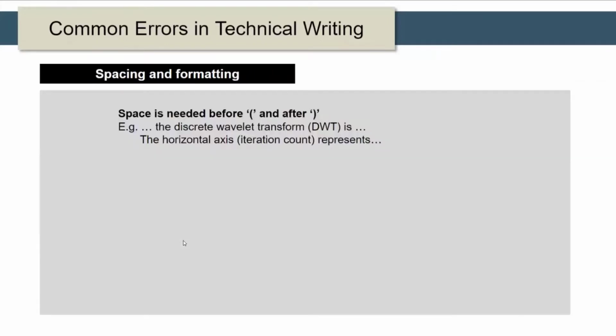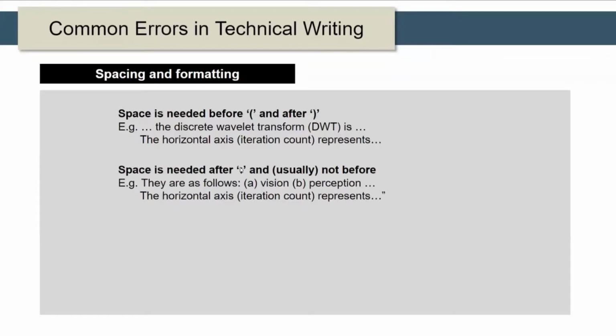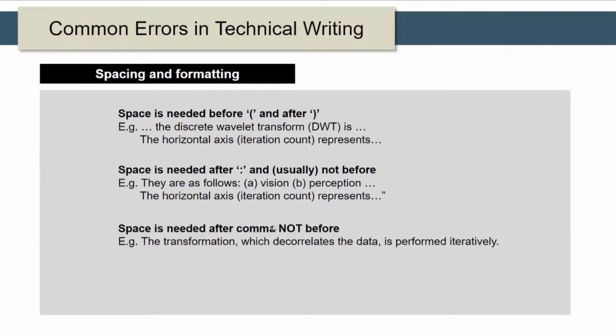Spacing and formatting. People know this, but still end up making this error while writing emails, while writing anything. Space is needed before an opening bracket. It is not needed after an opening bracket. It is not needed before a closing bracket, but it is needed after a closing bracket. Similarly, after a colon you need to put a space, not before usually. It is after a comma that you need to put a space, not before a comma. Like the word comes, you put a comma and then you put a space. Don't put a space before a comma.